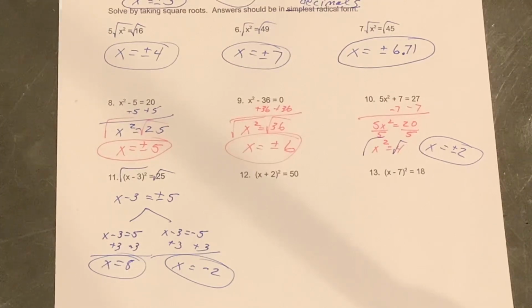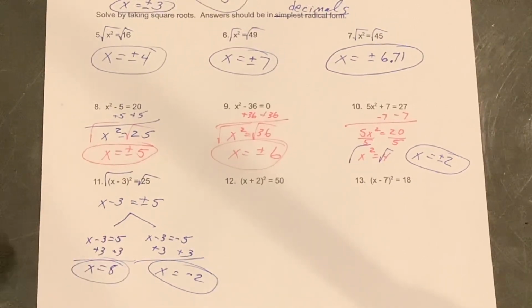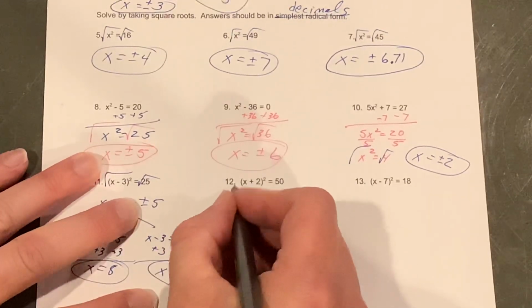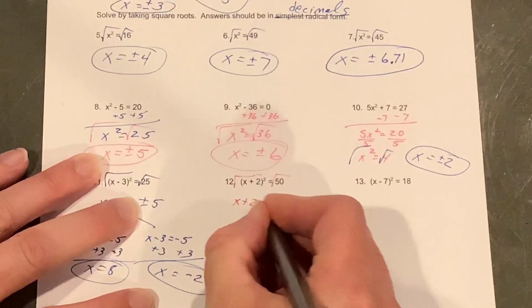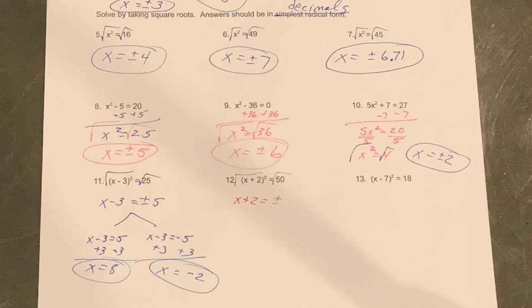All right, so let's go to another one, number 12. X plus 2, the quantity squared, equals 50. So again, we need to get rid of the radical, get rid of the square first, so we have to unlock that parenthesis. So we're going to take the square root of both sides. That's going to give me x plus 2 equals plus or minus. Now 50 is not a perfect square. So on my calculator, I need to type in the square root of 50, and I get 7.07.